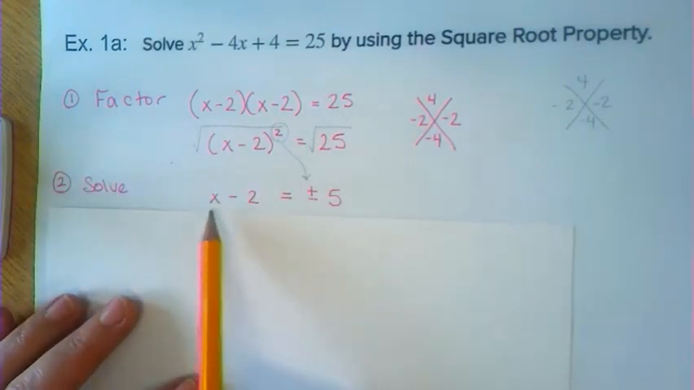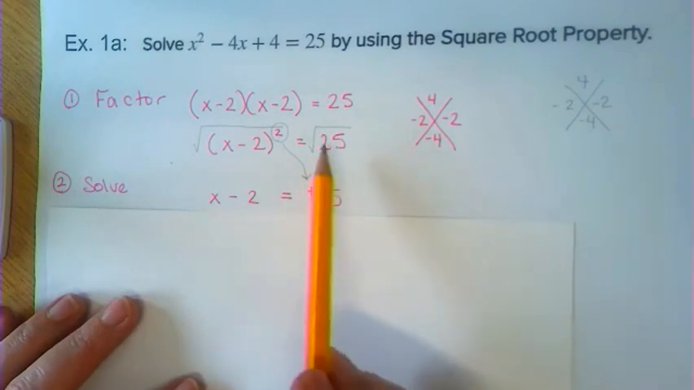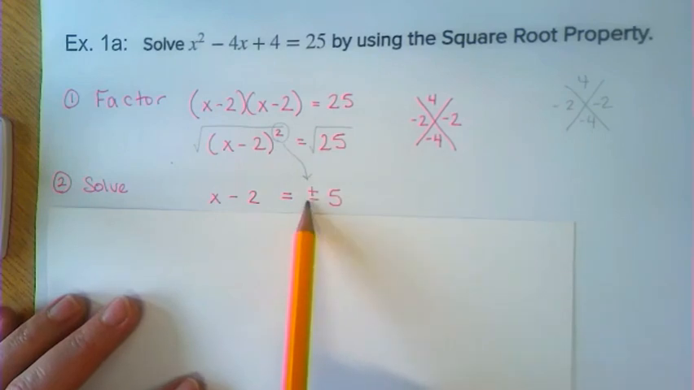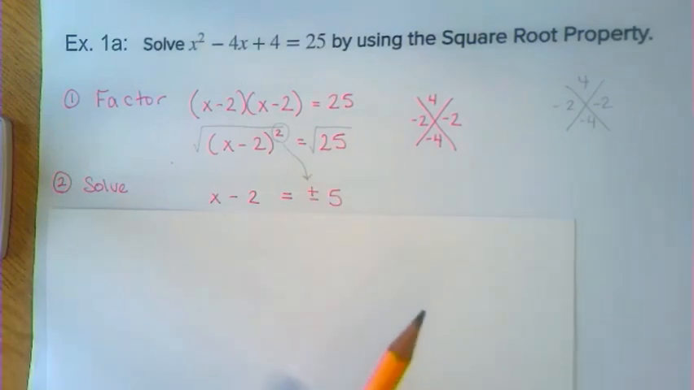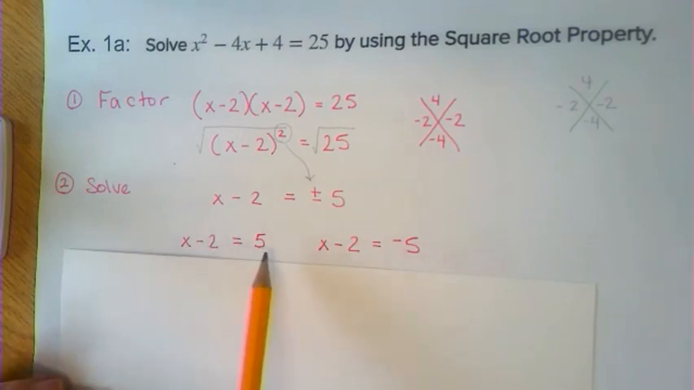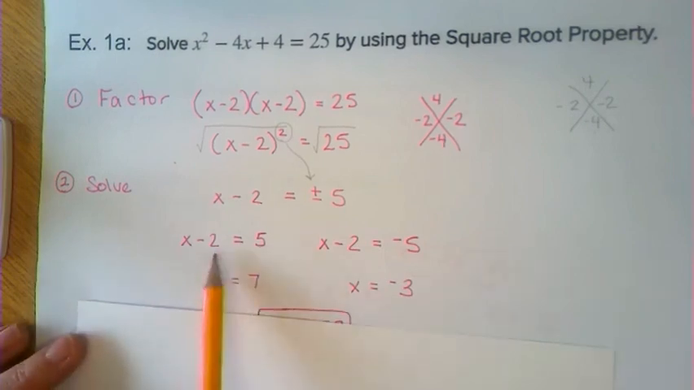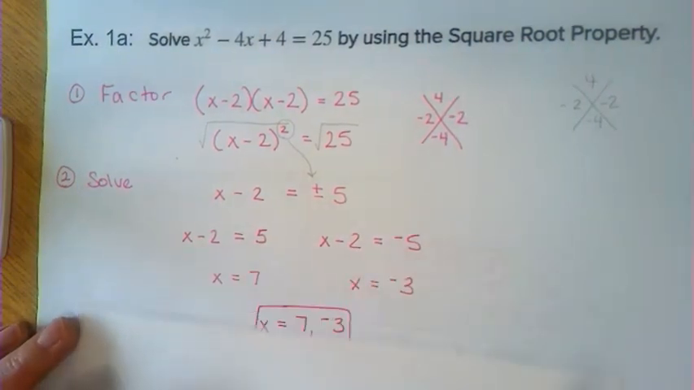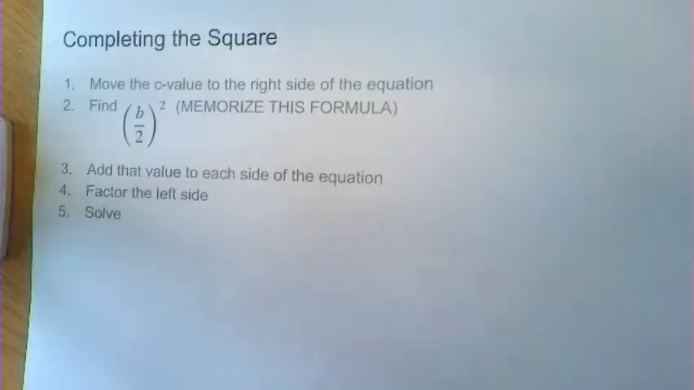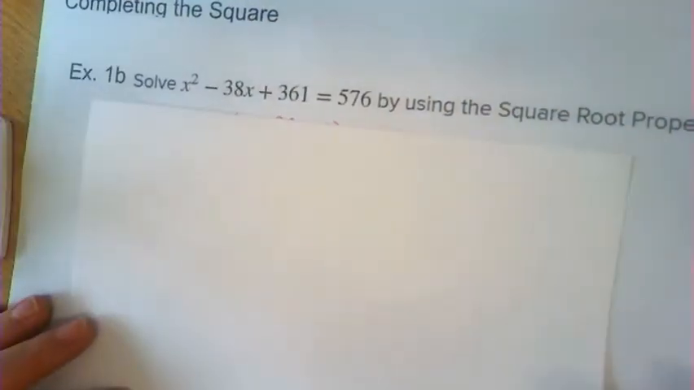So that's why I just have x minus 2. On this side, the square root of 25 is just 5. That squared produces two answers, so that's why I have a plus and a minus. Now I'm going to separate it into my two equations. X minus 2 equals 5, x minus 2 equals negative 5, and then just solve it. So add 2, I would get 7 and negative 3. Pause the video and try the next question.